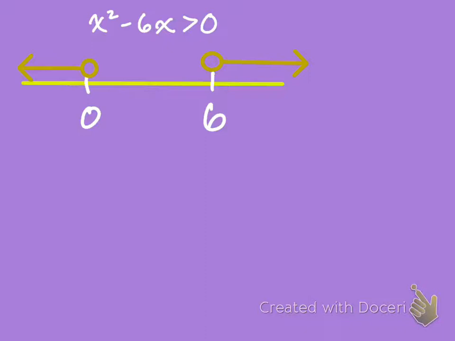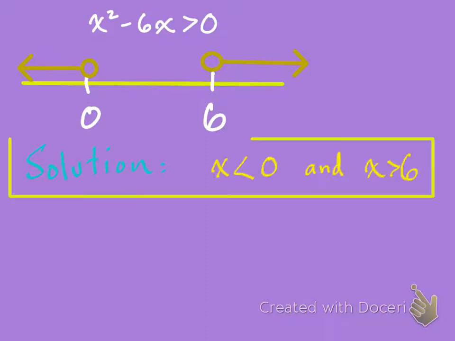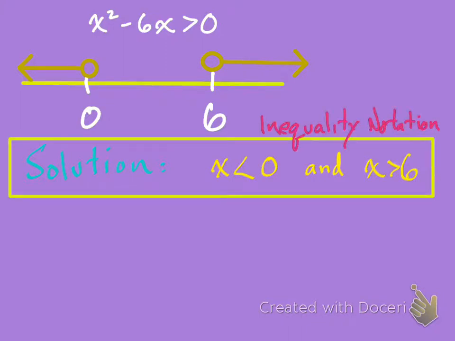So that's what that little open circle indicates, and the way to express that using inequality symbols is pretty simple. x less than 0 and x greater than 6. That's inequality notation right there. And so you're welcome to use that.